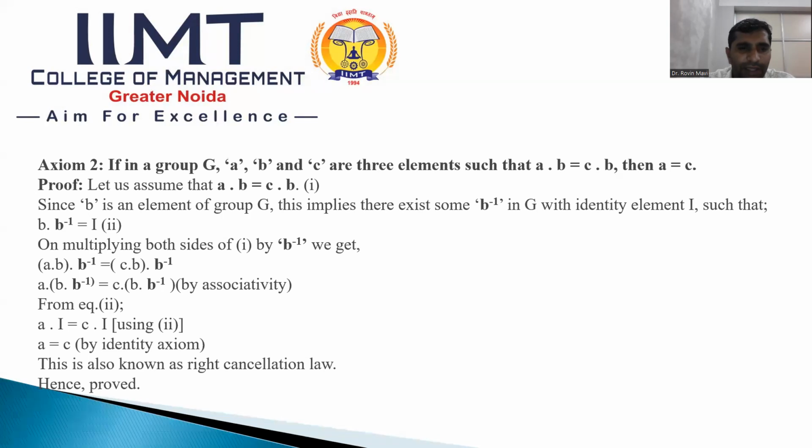Equation second. Multiplying both sides of equation first by b inverse, we get a dot b into b inverse is equal to c dot b into b inverse. By associative law, a dot (b into b inverse) is equal to c dot (b into b inverse). From equation second, b into b inverse is equal to identity, so a dot I is equal to c dot I. a dot I is equal to a and c dot I is equal to c. So a is equal to c by identity. This is also known as the right cancellation law.